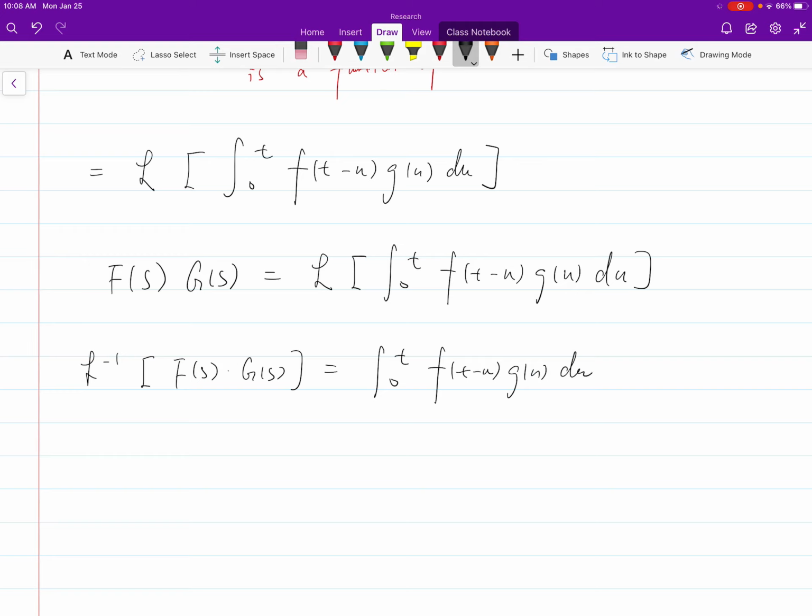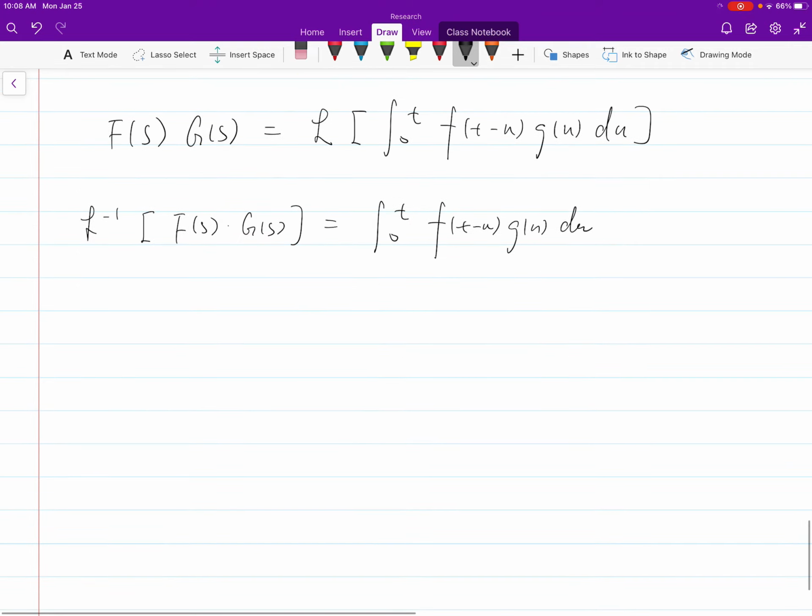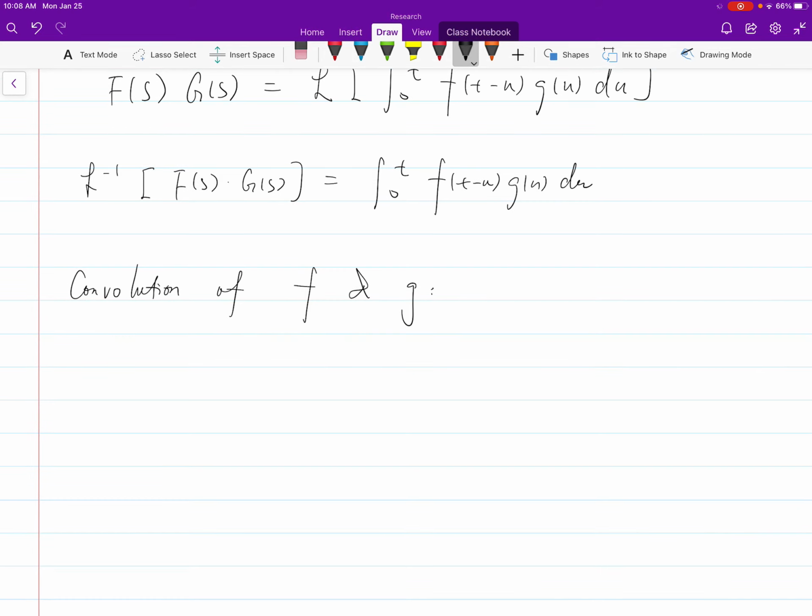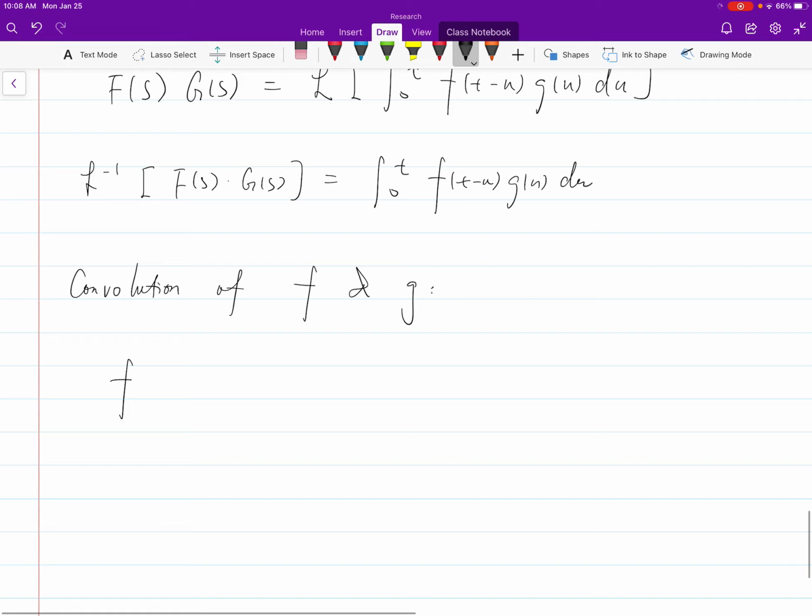It's not pretty, but at least as long as we know f and g individually, we can find this one. This is called the convolution of two functions. Later we will tell you what this really means in physics. But for now, we define it to be f times g, but we don't want to use a dot, which is multiplication. We want to use a star to indicate this is a special type of product. It's the convolution.